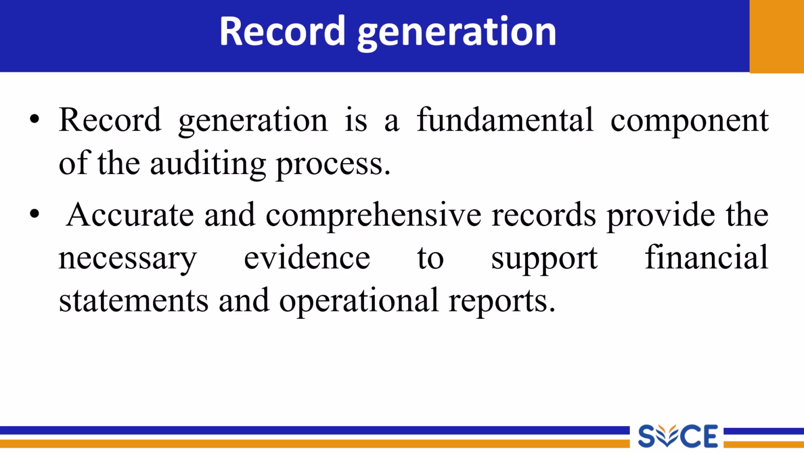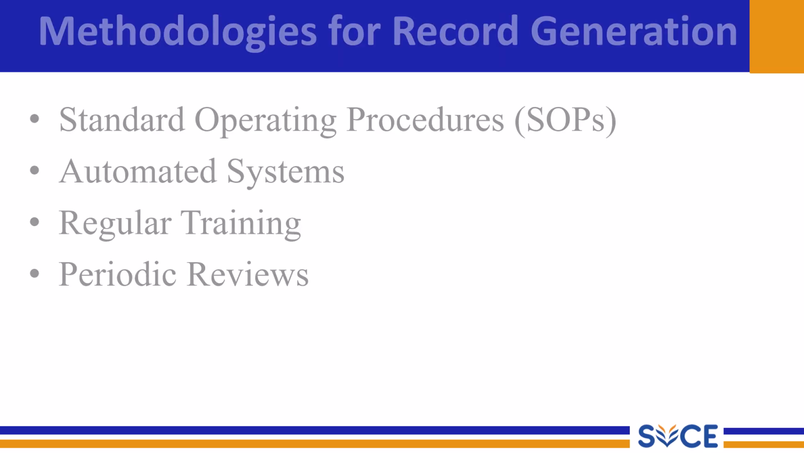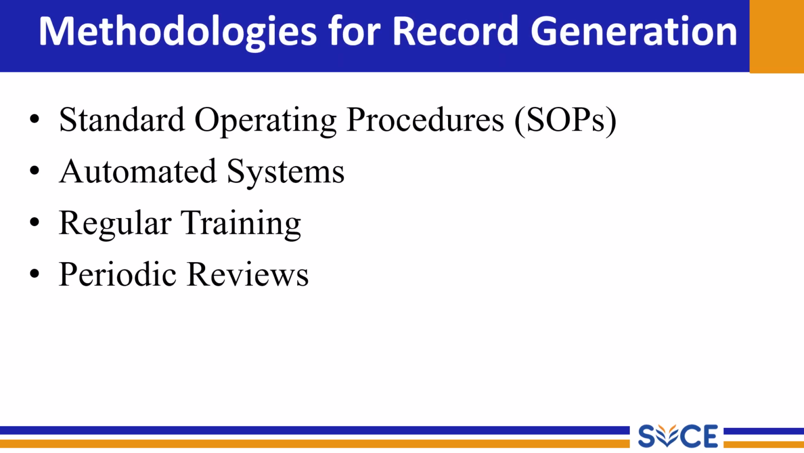And if you take the record generation here, what are the methodologies involved in record generation? So first one, a standard operating procedure, which we used to call an SOP. And next one is automated system. And next one is regular training. And next one is periodic review.